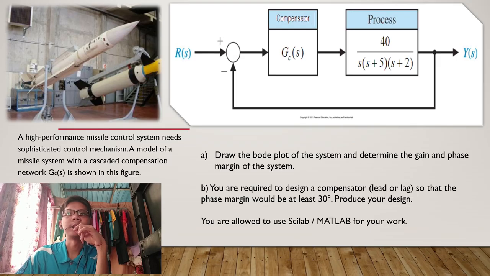Okay, a high performance missile control system needs a sophisticated control mechanism. A model of a missile system with a cascade compensation network, Gc(s), is shown in this figure. The first task is we need to draw the Bode plot of the system and determine the gain and phase margin of the system, the compensator Gc(s), and the process 4 over s(s+5)(s+2). Second, we are required to design a compensator and determine whether it is lead or lag so that the phase margin will be 30 degrees. In this project, we are allowed to use Scilab to proceed with our work.